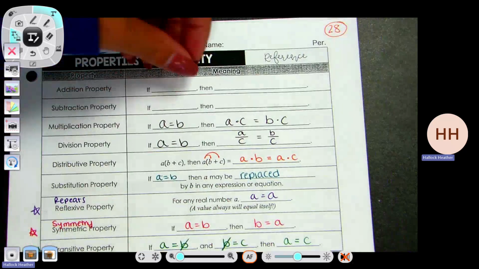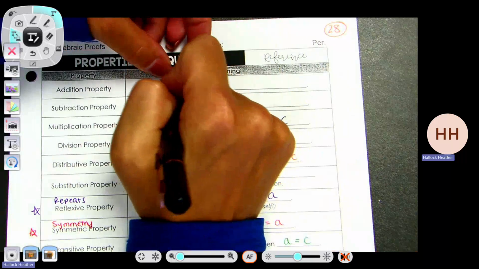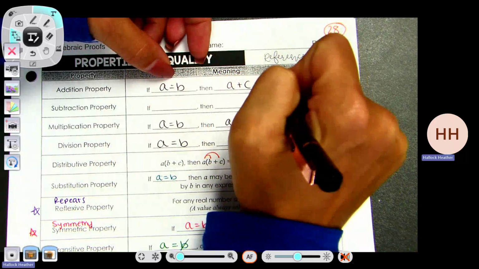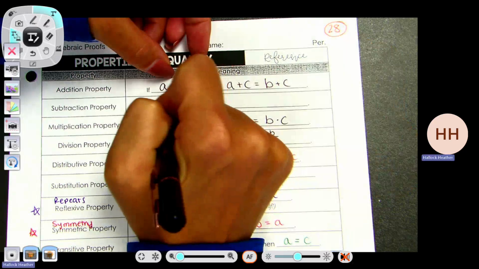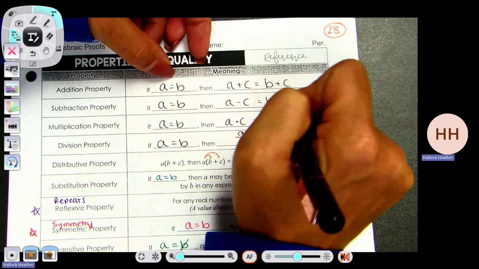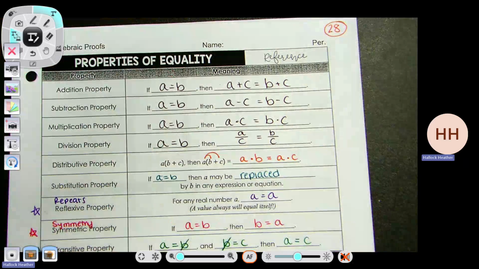So at the top, let's fill in these last 2. If A equals B, then A plus C equals B plus C. If A equals B for subtraction, then A minus C equals B minus C. What that means is whatever you do to one side, you also have to do to the other side. If I'm adding, then I'm adding to both sides. If I'm subtracting, then I'm subtracting to both sides. Multiplying to both sides, dividing to both sides. So this is your first day of proofs.